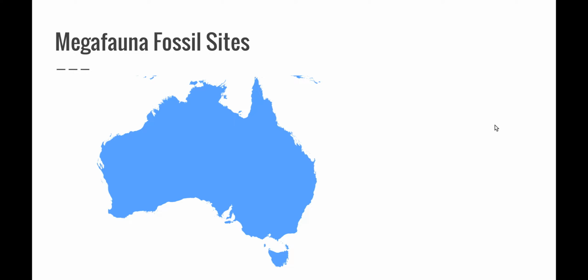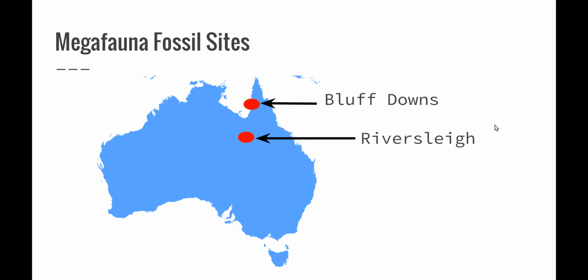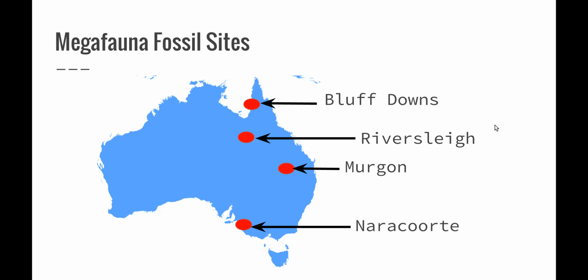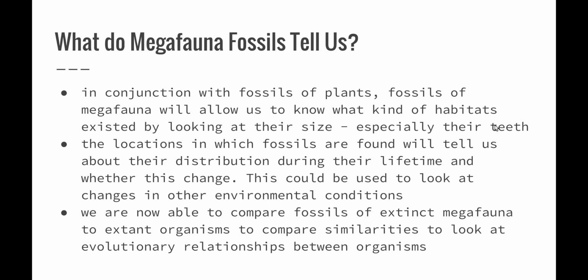So where are megafauna found in Australia? We have quite a few megafauna fossil sites that you would have looked at when we did the secondary source investigation on fossil sites in Australia. Some of these include Bluff Downs in Queensland, Riversleigh also in Queensland, Murgon towards southern Queensland, and Naracoorte, which is on the border between South Australia and Victoria. At these different sites, different fossils of different megafauna have been found, with some being found more than others. They've also been found in other places around Australia, but these four sites have been identified as four of the most abundant locations for megafauna fossils.